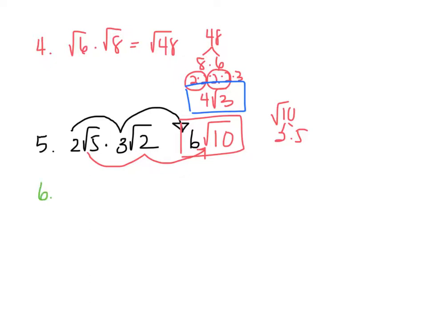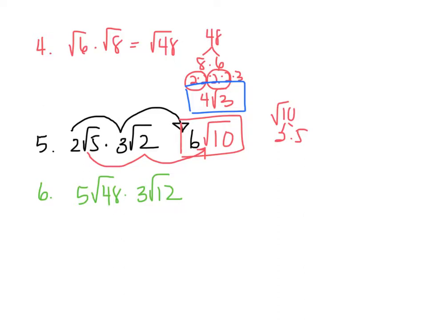Number 6, getting some bigger numbers. 5 radical 48 times 3 radical 12. Now if I multiply 48 and 12, that's going to get a really big number. So I'm going to choose to simplify each radical individually.